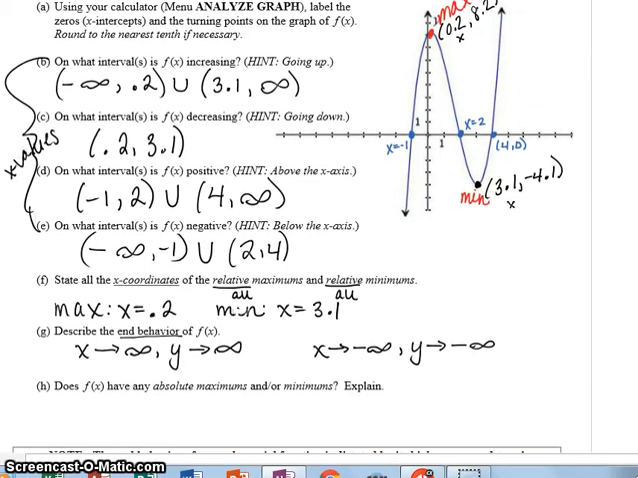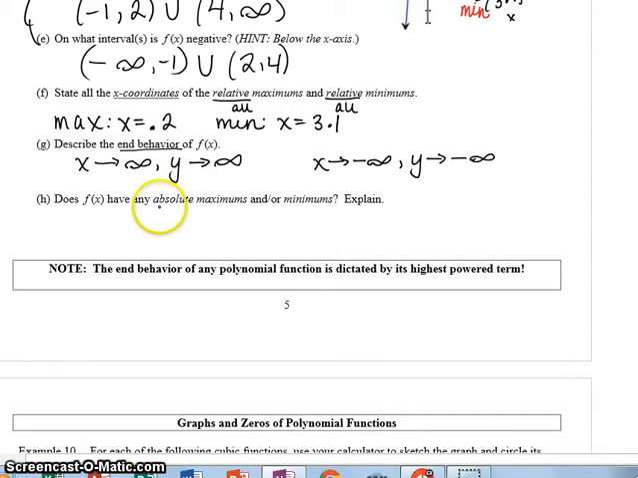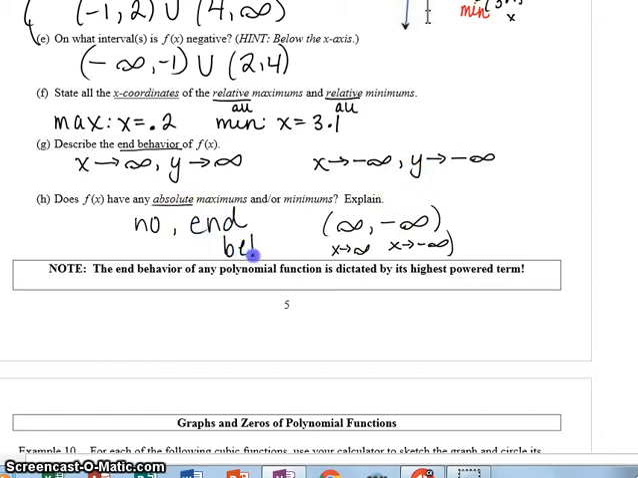All right, part H. Does f of x have any absolute maximums or minimums? Absolute means the highest of the high or the lowest of the low. And it's going to be no. And you might say, well, why don't I have a highest of the high? Well, because it's going to positive and negative infinity. If something is going to positive and negative infinity, okay, so this is as x goes to positive infinity, this is as x goes to negative infinity. These are the end behaviors right here. Then it can't have an absolute. So it's no because of the end behaviors. And because the end behaviors are going to infinities, there is not an absolute maximum or minimum.